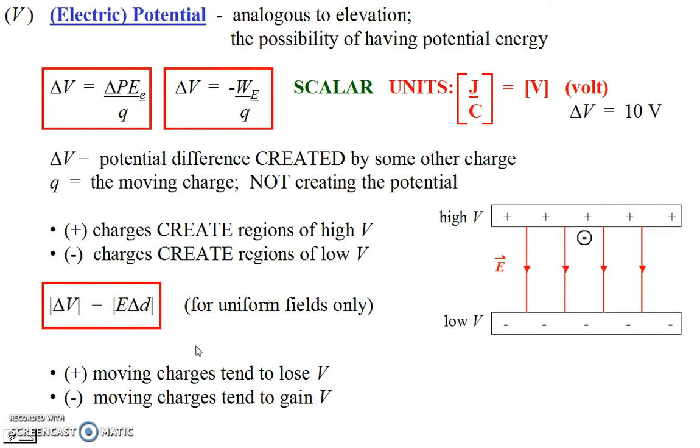Because remember, back in our hiking analogy, we said if we never actually take the hike, if we never move that cooler to the top of the mountain, does the mountain disappear? No, of course not, right? So if we take the charge out of the picture, these plates are there. They create this potential difference whether or not there's a charge moving around between them, whether or not there's a charge to experience that change in potential.